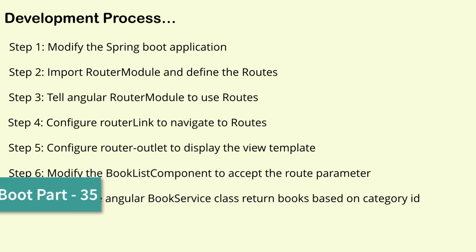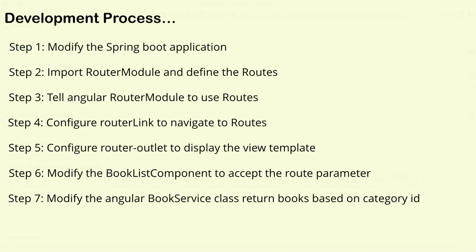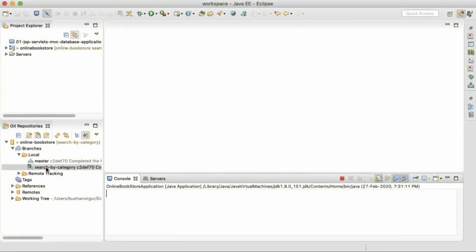So we have 7 steps to complete this feature. Let's begin. In this video, we're going to focus on the first step, which is modifying the Spring Boot backend application. Let's move into the Eclipse IDE and make sure to select the new branch, which we created in the previous video.